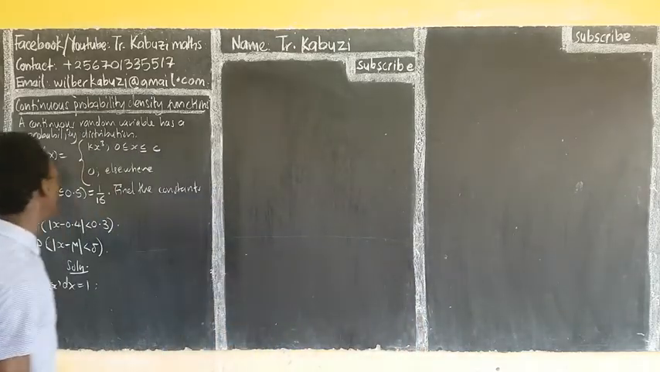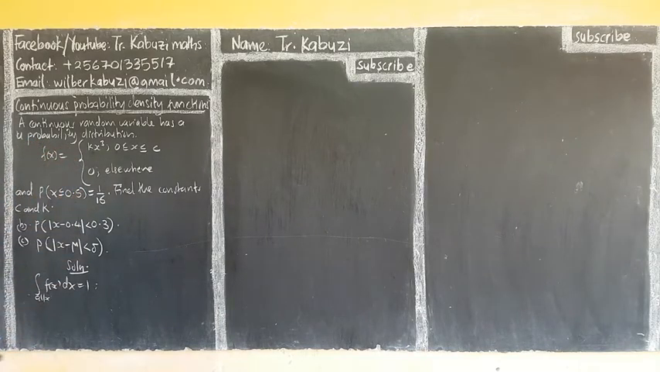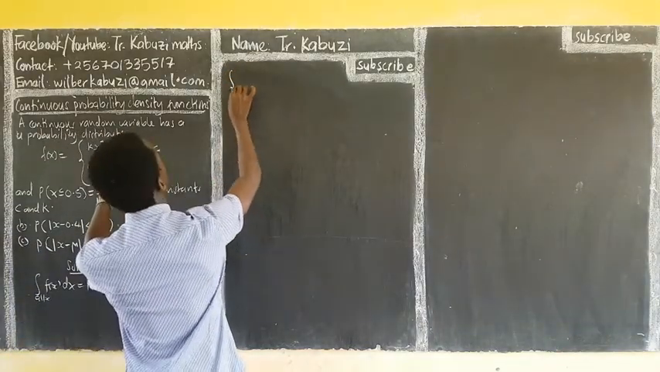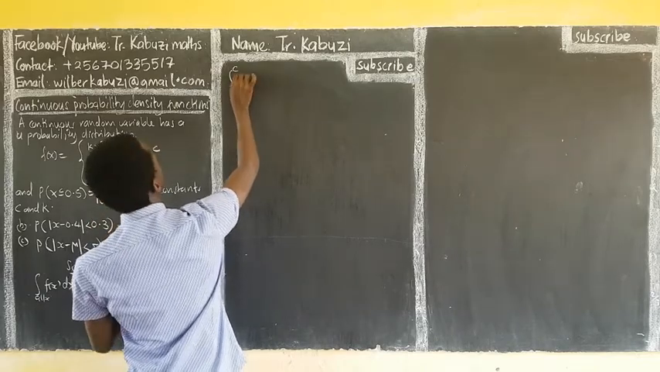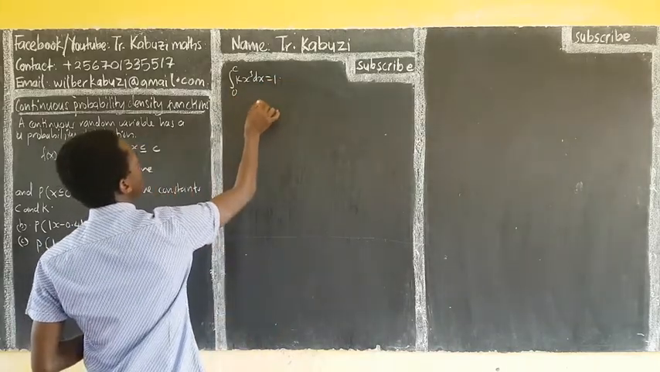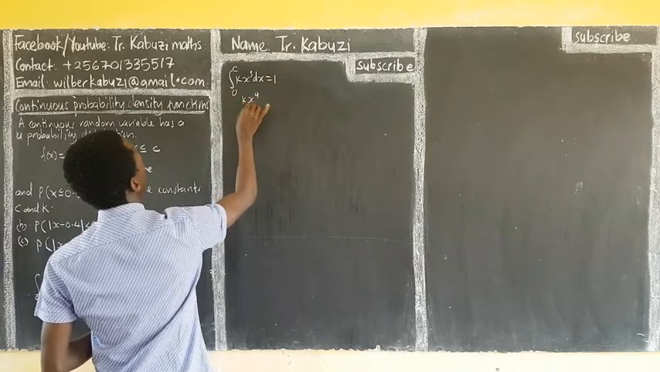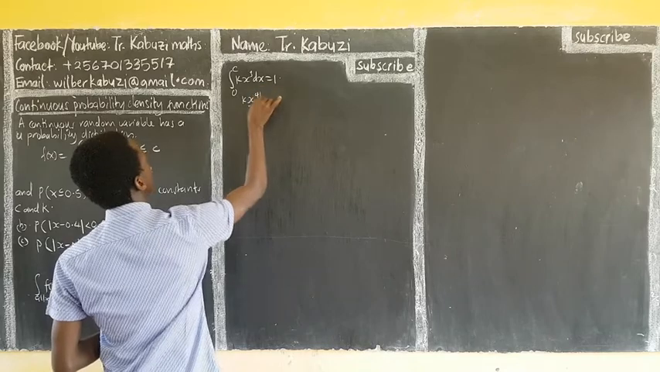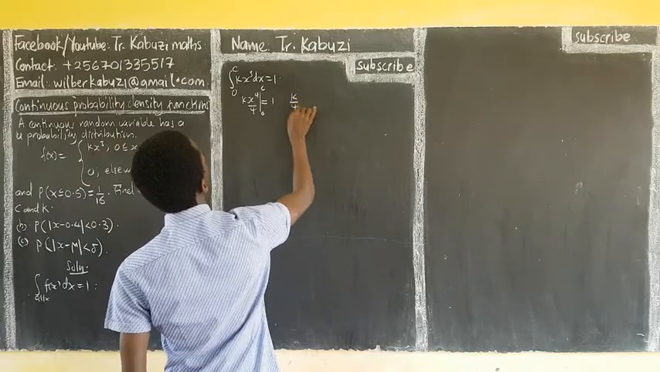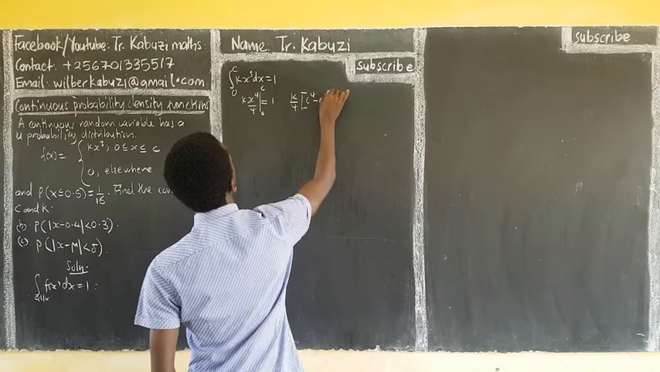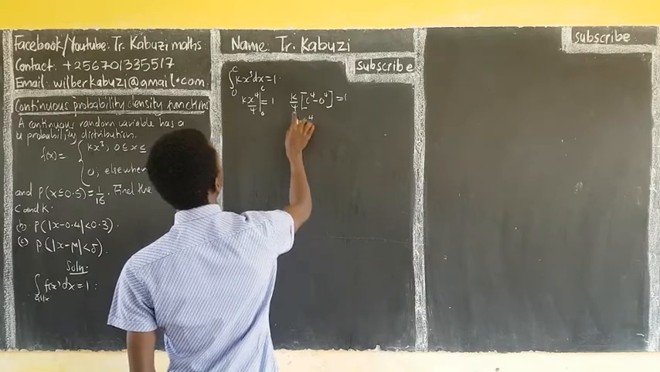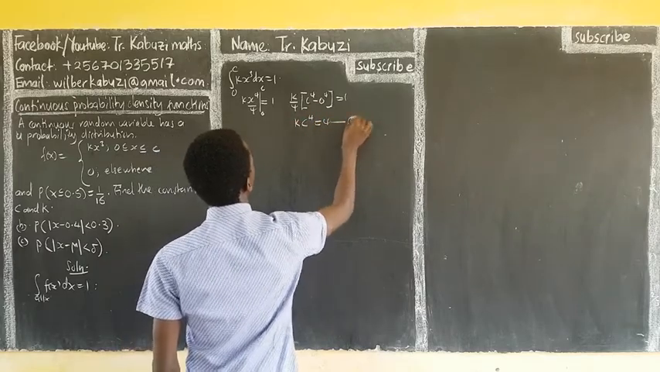All we know is that the area under the probability, under that PDF, is 1. So I'll say the integral from 0 to C of my f of x, which is k x power 3, dx should be 1. When you integrate this, we get k x power 4 over 4 from 0 to c equal to 1. When we put in, this will be k over 4 into c power 4 minus 0 power 4, which will be 1. So c power 4 times k over 4 equals 1, and we shall call this equation 1.